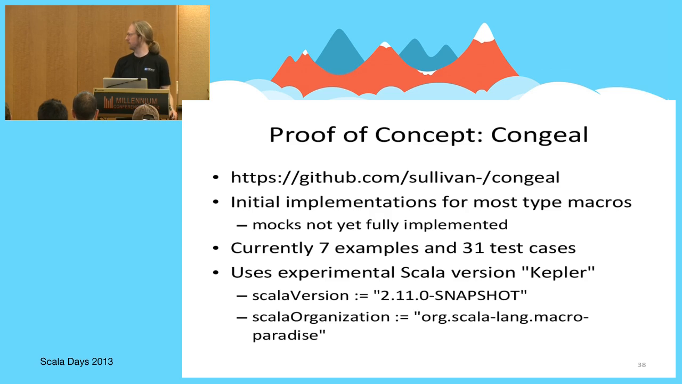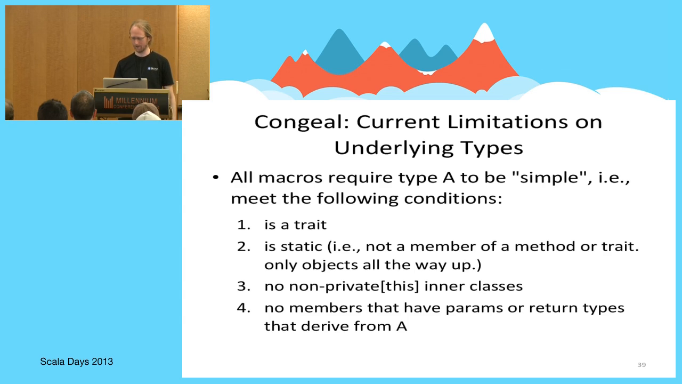I have 7 example cases. They all compile, 31 tests. The caveat is that I'm using this experimental version of Scala to do this, which means probably nobody is really going to use it. But I'm very optimistic that I'm going to be able to get a version of this running against 2.11, which, as I understand it, is supposed to be out by the end of the year. Roughly. I don't know the details of that.